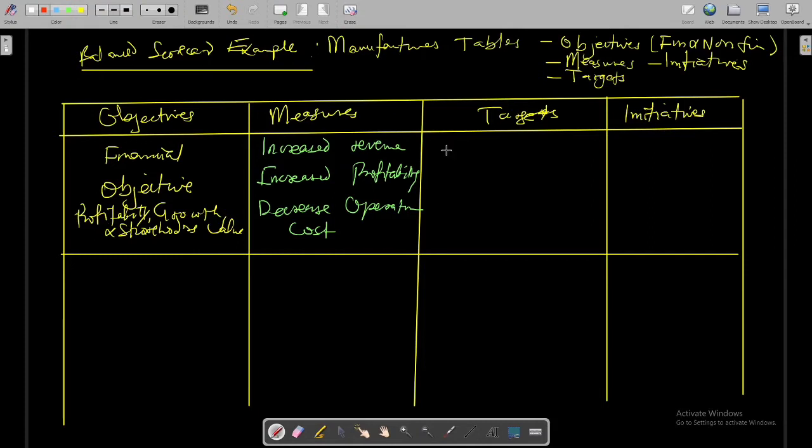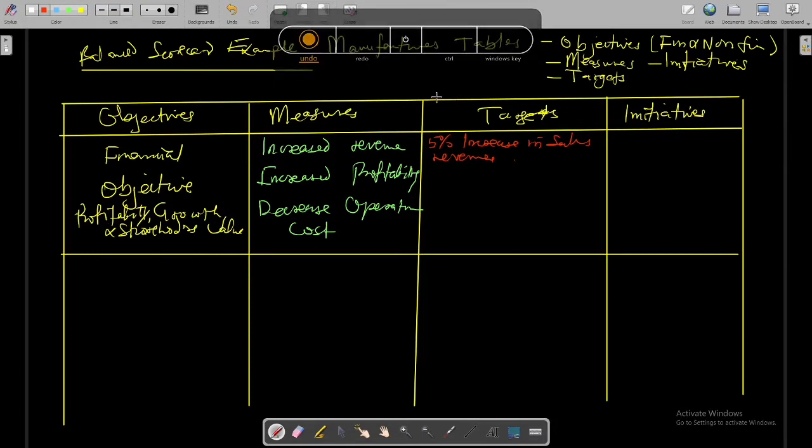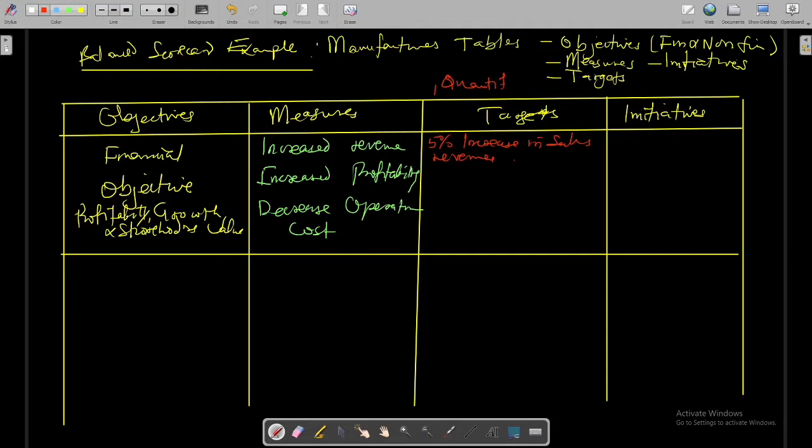We want, let's say, we want to achieve, say, 5% increase in sales revenue. So the target, you should always have a figure or a number, because your target must be quantified. So here you must quantify, so here the target should be in quantitative terms. So 5% increase in sales revenue from the sale of tables.